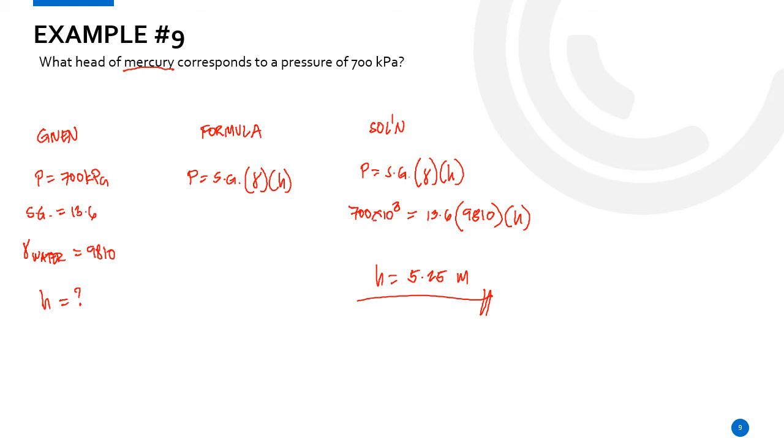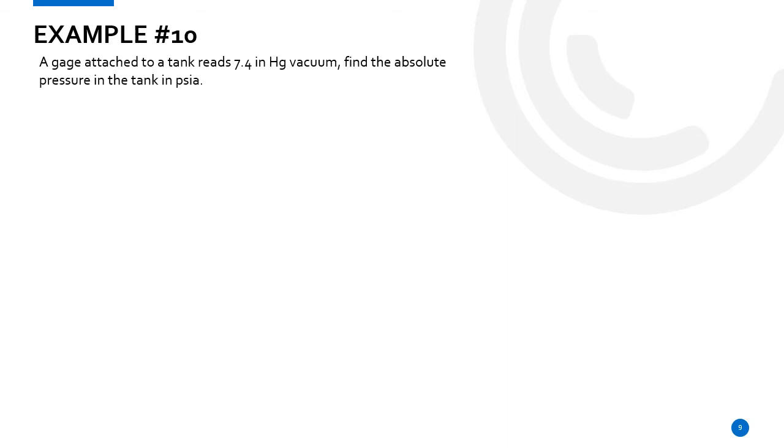Okay? So another example. Example number 10. A gauge attached to a tank reads 7.4 inch mercury vacuum. Okay? Gauge na siya. Find the absolute pressure in the tank in PSIA. Okay? So PSI absolute. Okay? So unsaon nato ni karon pag solve.